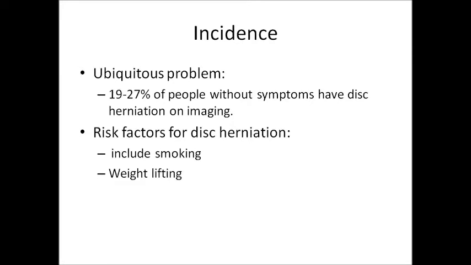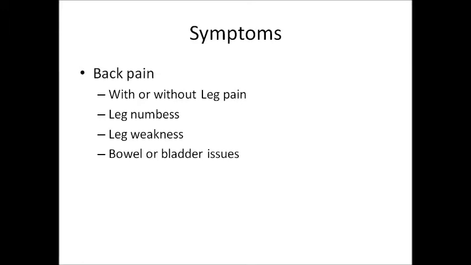The incidence of herniated discs is ubiquitous, meaning extremely prevalent, with 19 to 27% of the general population, even without symptoms, having disc herniation found on imaging studies. Risk factors for disc herniation include smoking and weightlifting. Symptoms of herniated disc can include back pain, with or without leg pain, numbness, weakness, or even bowel or bladder issues.